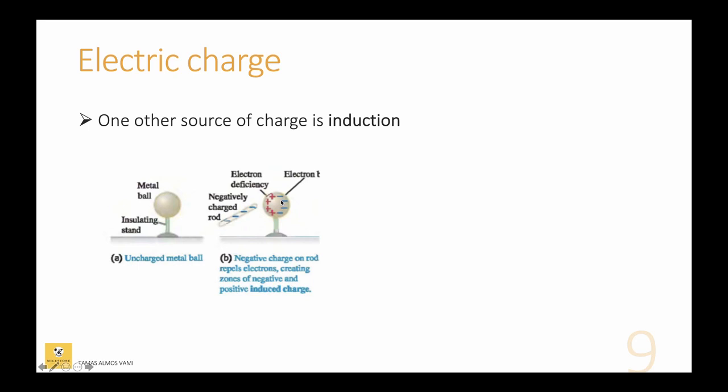So we say that these are now induced charges, negatively and positively induced charges. Let's now connect our metal ball to ground with a wire. This wire will lead away the electrons which are built up on the right side of the ball, what we call the induced negative charge. Those electrons are now flowing into the ground, and we still have a closed system, where the rod is negatively charged and the ball is now positively charged.